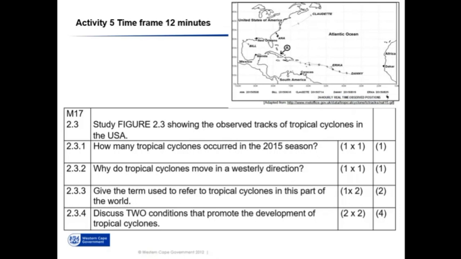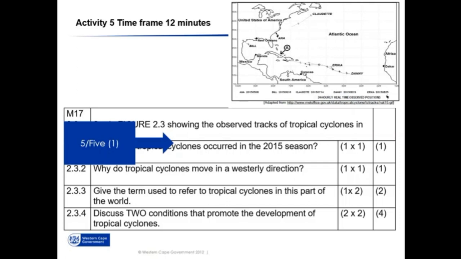Okay, right. 2.31, they say there's 5 in that season. Why 5, ladies and gentlemen? Come, let's look at the names of the tropical cyclones that we have. If you go right to the northern part of that map, you will see Claudette. Then we have, if we move more to the coastline, Anna. And then deeper into the Gulf of Mexico, we have Bill. Then to the east, close to Africa, we have Erica. And then we have Danny.